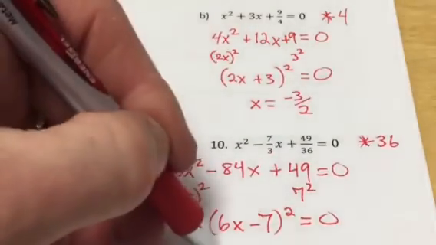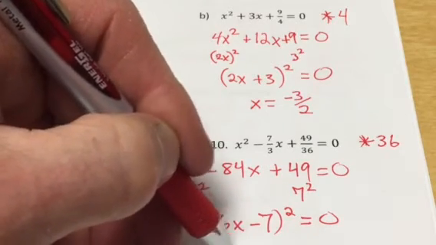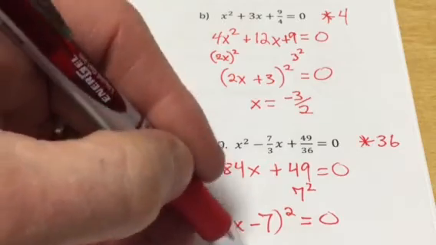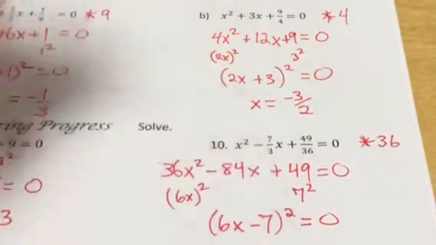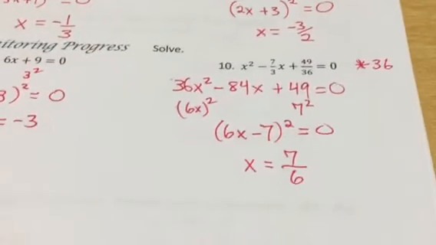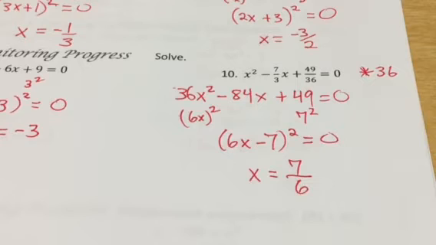And then if we're going to solve that, this is going to be adding 7 and then dividing by 6. So 7 over 6. Oh, you can't see that. There we go, 7 over 6. One answer. All right, so there you go.